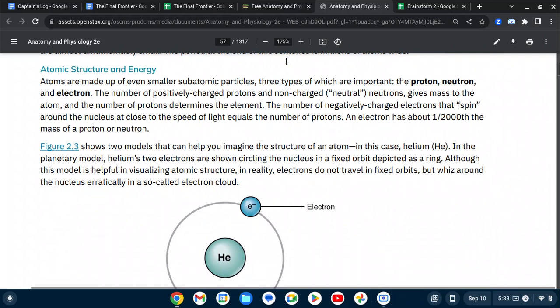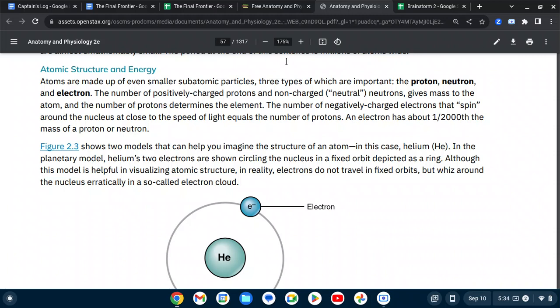Atomic structure and energy. Atoms are made up of even smaller subatomic particles, 3 types of which are important: the proton, neutron, and electron. The number of positively charged protons and non-charged neutrons give mass to the atom, and the number of protons determines the element. The number of negatively charged electrons that spin around the nucleus close to the speed of light equals the number of protons. An electron has about 1/2000th the mass of a proton or neutron.